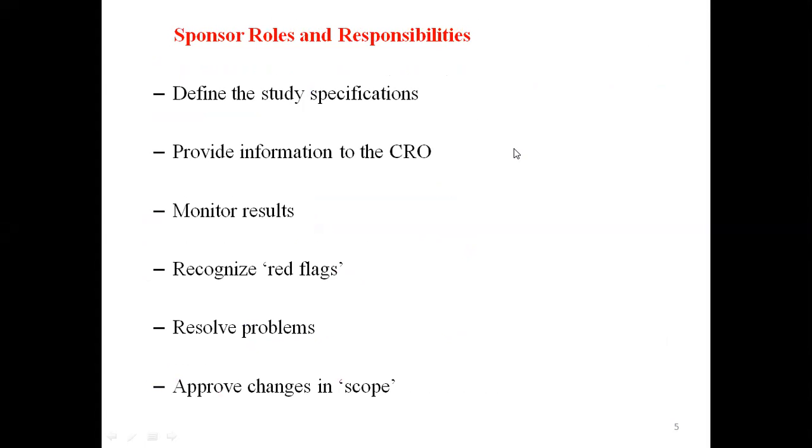CRO roles and responsibilities in that. So here we have already done that specification. Very briefly, whenever the sponsor has to give the roles to the CRO, what kind of responsibilities does he take? He has to give clear-cut information of the study specifications to the CRO. Proper information has to be provided to the CRO.